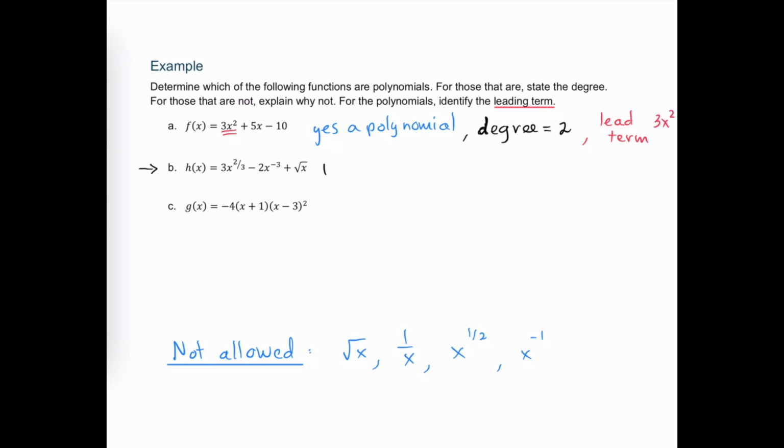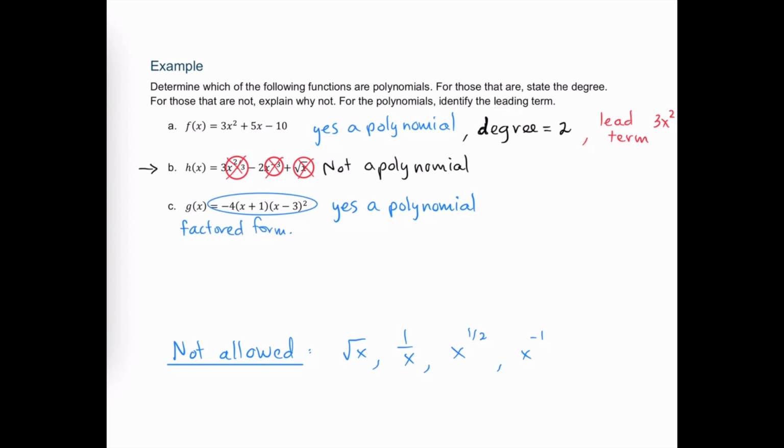In part B, this is not a polynomial. The terms that are not allowed in polynomials are all of them, actually. We're not allowed to have fractions as exponents. We're not allowed to have negatives as exponents, and we're not allowed to have x's under the radical. So if any of these terms were present, it would not be a polynomial, and certainly not if all three are present. In this last example, this is still, yes, a polynomial. Now, it's currently not written in that general form of a polynomial. This is a polynomial that's in a factored form. If we were to multiply all this out, it would be in that general form.